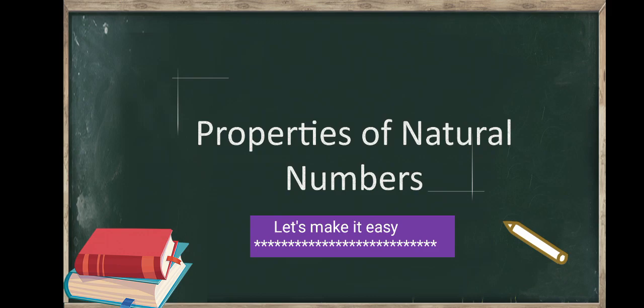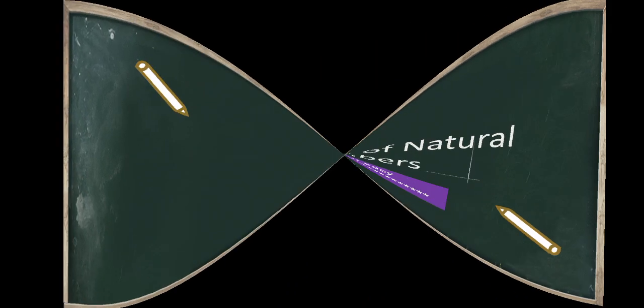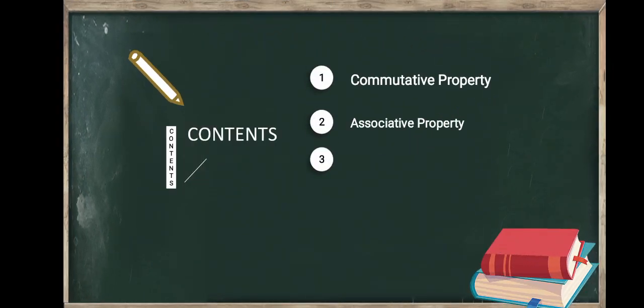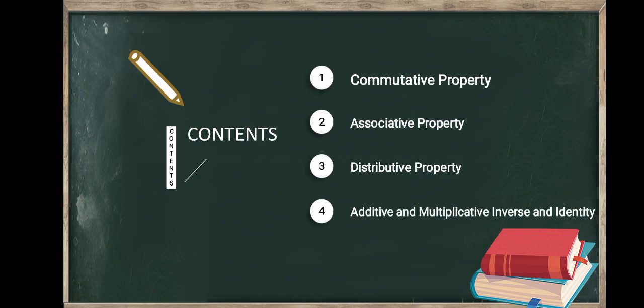Today I am here with something new and a basic topic that is helpful for everyone learning mathematics from 6 to 10. Today our topic is properties of natural numbers. There we will study the commutative property, associative property, distributive property, additive and multiplicative inverse and identity.